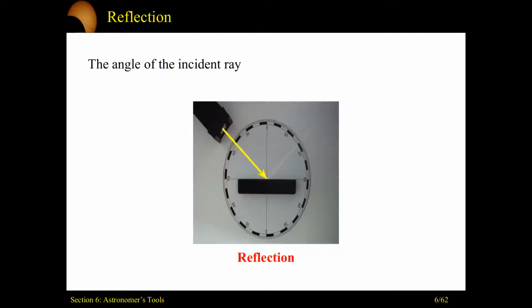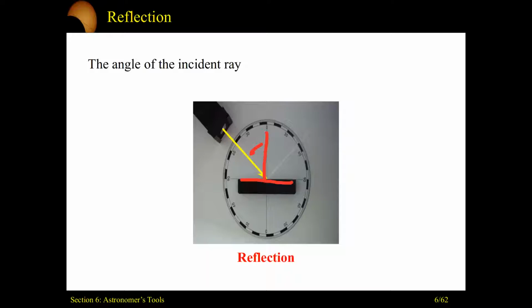If we're talking about reflections, what's happening is that we have a ray coming in. It'll have some incident angle. In this picture, that angle is measured with respect to the mirror. If this is the surface of the mirror, we're going to measure the incident angle with respect to this red line here. So that's the incident angle.